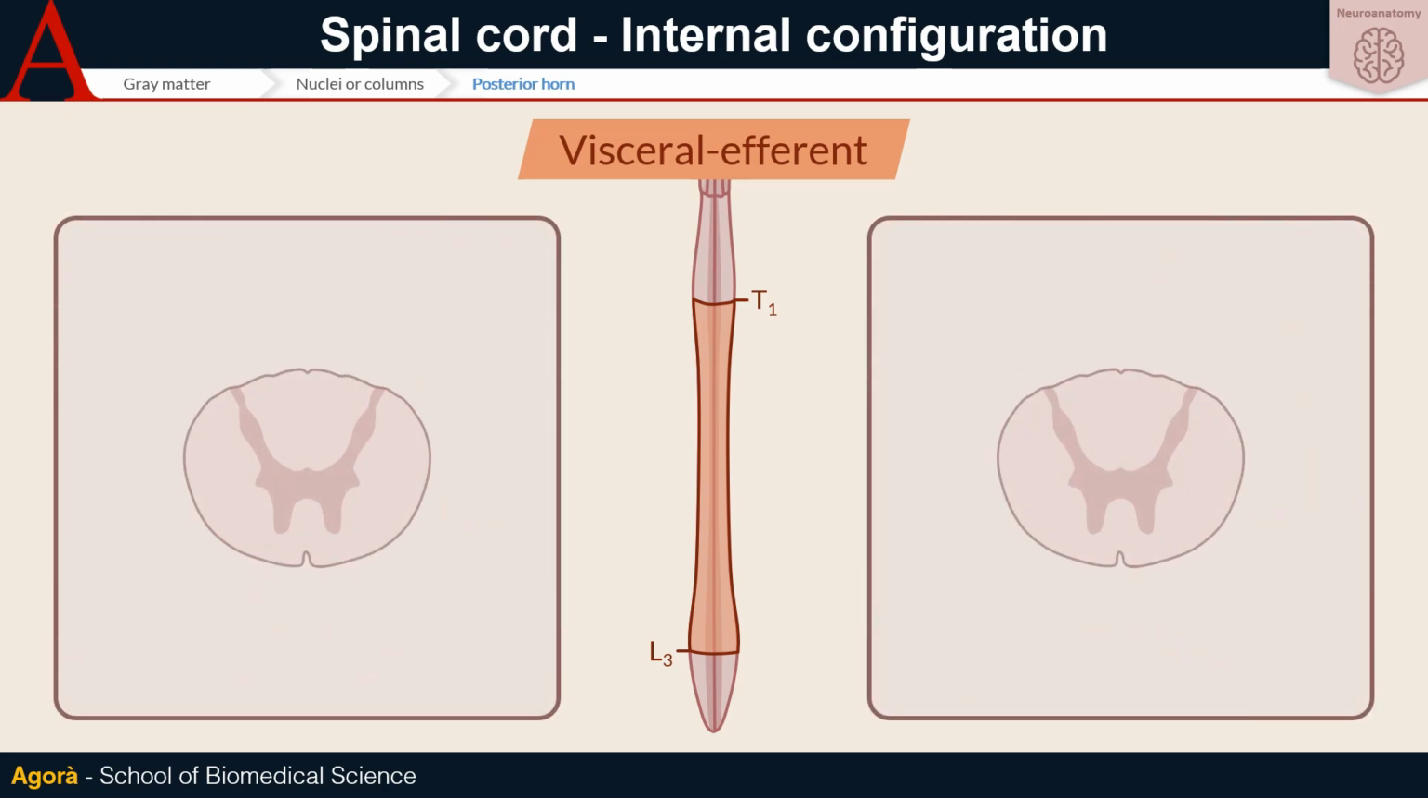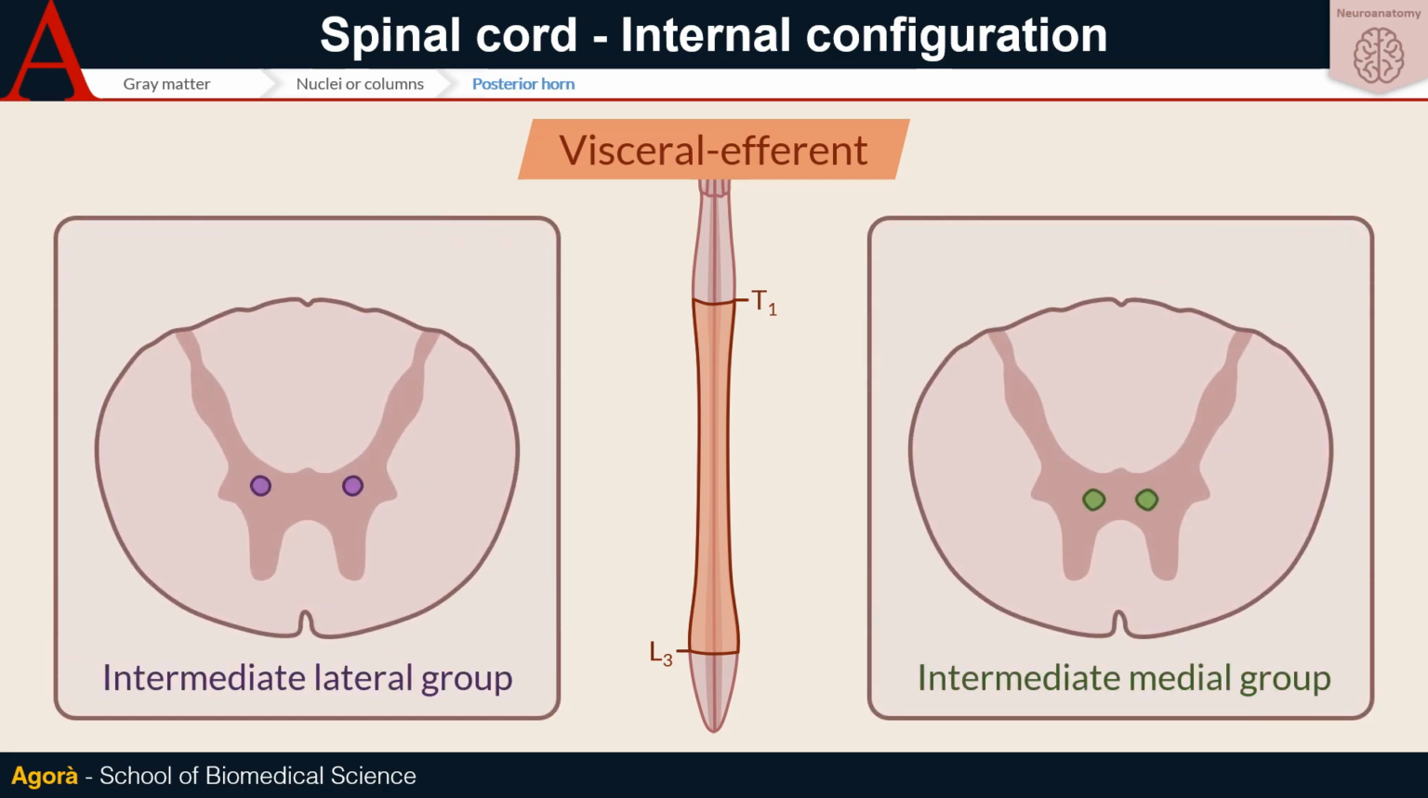Altogether, they form an intermediate lateral group and an intermediate medial group. Axons of the lateral group enter into the anterior roots of the spinal nerves and reach the sympathetic trunks, while the neurons of the intermediate medial group serve to link nervous structures, so these are associated neurons.